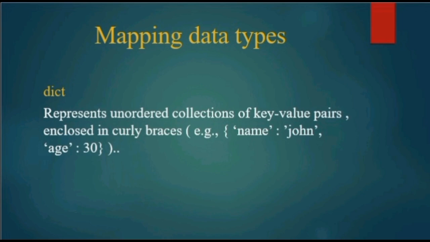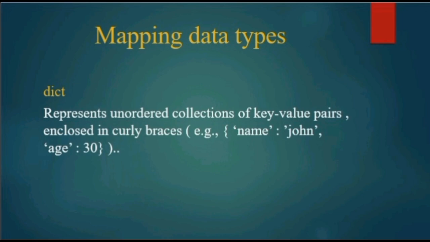In Python, a mapping data type is represented by something called a dictionary, written as dict. A dictionary is used to store key value pairs. This means every piece of the data, the value, is connected to a unique value called the key. For example, if you want to store someone's information, you can do it like this.